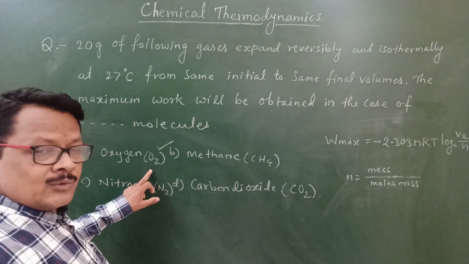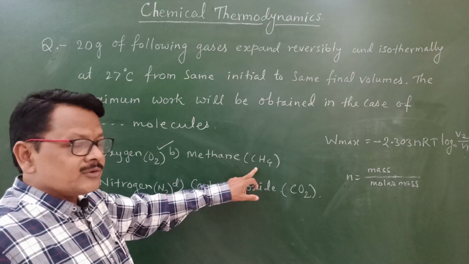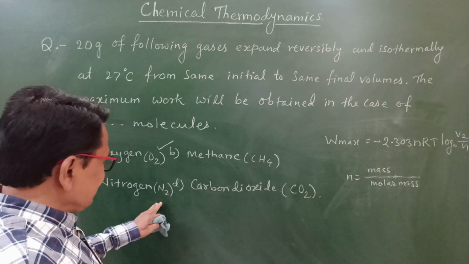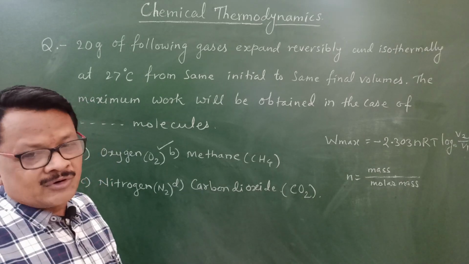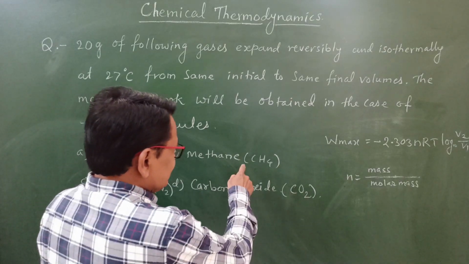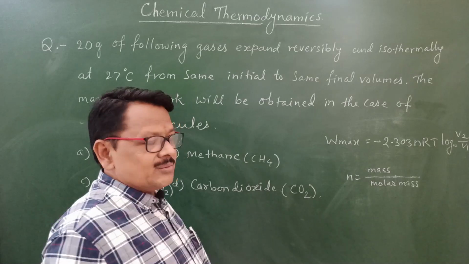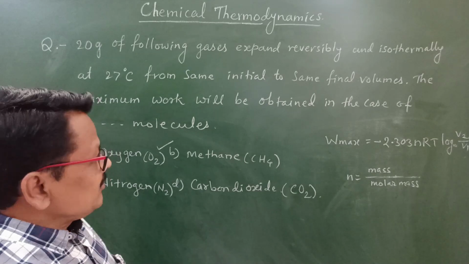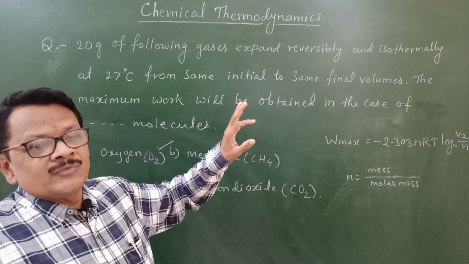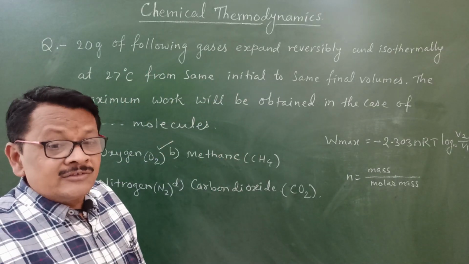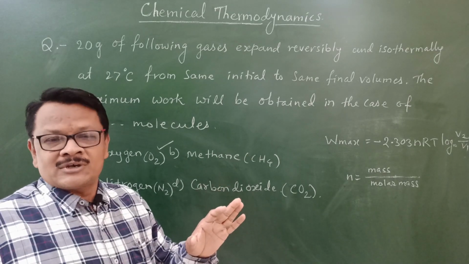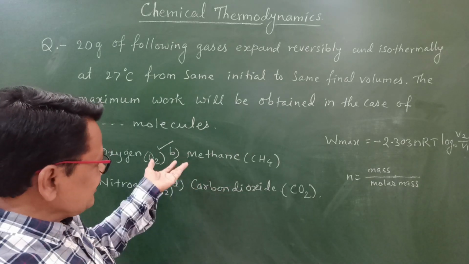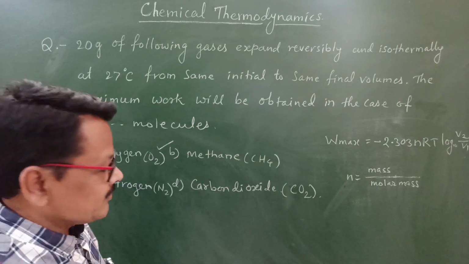Here the molecular mass of O2 is 32. For CH4, it is 16. For N2, that is 28. And for CO2, it is 44. So the smallest molecular mass is of methane, and therefore maximum work obtained in this process is in the case of the methane molecule. Means here, if all the conditions are the same, then the work obtained is inversely proportional to the molecular mass of the substance. If the molecular mass is smaller, then the work obtained will be greater. So therefore its answer is B, that is methane.